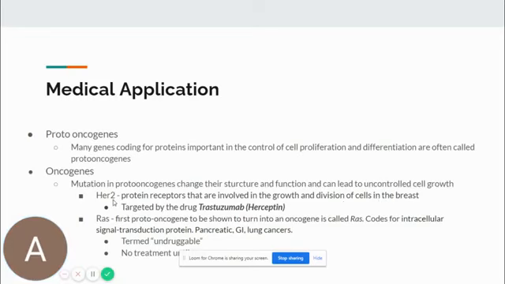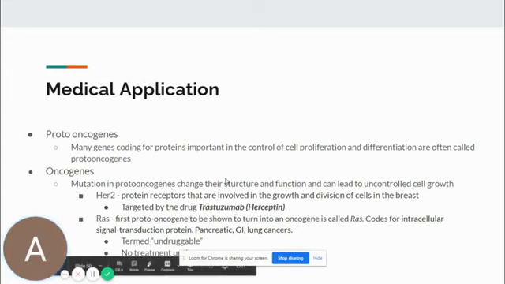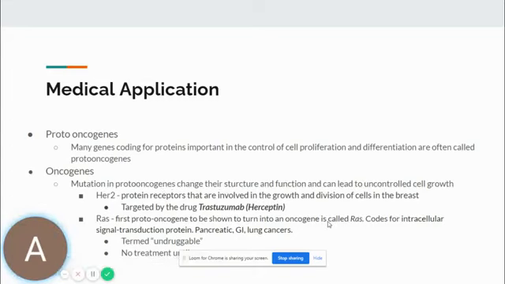Example is HER2. So I don't know if you've heard of this, but this is very important in breast cancer. No, protein receptors that are involved in growth and division of cells in the breast. So meron tayong drug for this. It's called Herceptin, targeted drug. So in breast cancer patients, or actually kahit na hindi ka pa breast cancer patient, pero if you have a very strong family history of breast cancer, you can get tested for HER2/neu, which is the proto-oncogene, and ito yung tinatarget ng drug na trastuzumab or Herceptin. No? In breast cancer patients, kapag HER2/neu positive, so you can give trastuzumab or Herceptin.